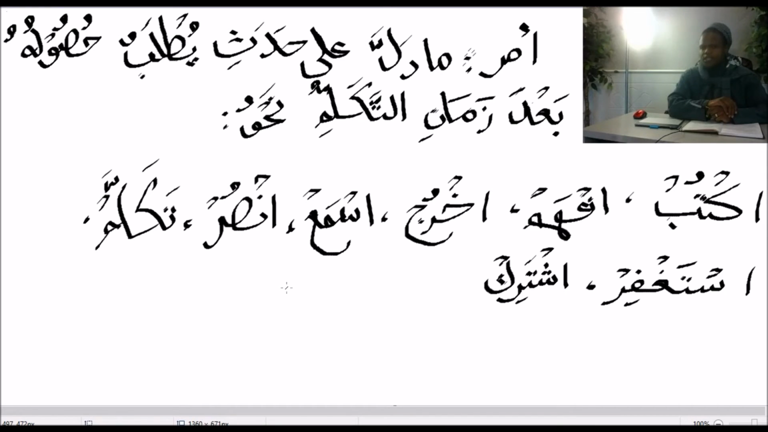The next example is istaghfir. Seek the covering. Of course, the covering here is the covering of Allah, commonly translated to seek forgiveness. Istaghfir. Do istighfar. Seek Allah's covering. Ishtarik. Partner up with him. Partner up with her, for example. Ishtarik. Women to women, of course, male to male. Or join us. Ishtarik ma'ana. Join us. So you have here examples. Uktub, ukhruj, isma', unsur, takallam, istaghfir, ishtarik.